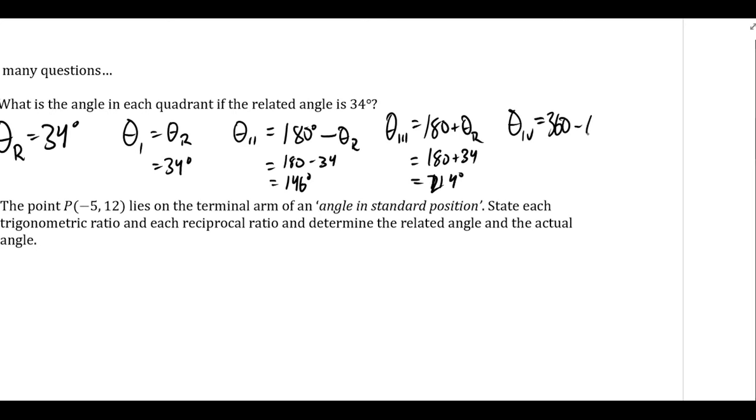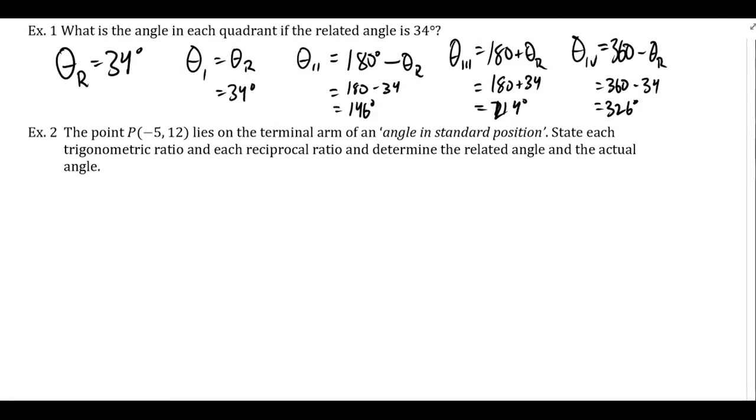So like little mini formulas. But as long as you understand them, you can recreate them. You don't necessarily have to memorize them, I don't think. 360 minus 34. Okay. So that's usually just a part of a bigger question. And it's not usually that we're finding it in all quadrants. It might be just one quadrant, or it might just be two quadrants.